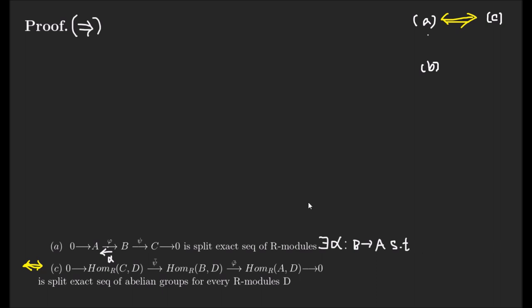Such that phi and alpha is identity on A. This is the equivalence relation of the split exact sequence. Then our claim is also trivial. This sequence, by the previous theorem, is clearly an exact sequence. So we just claim this is a split exact sequence.